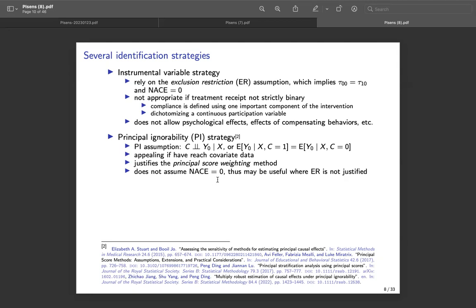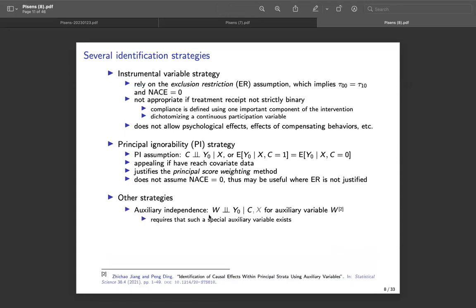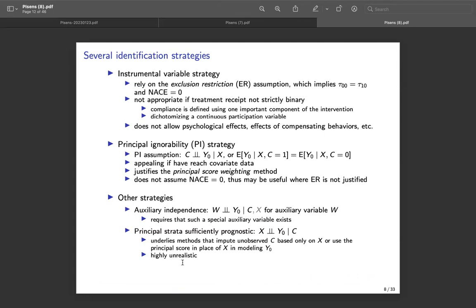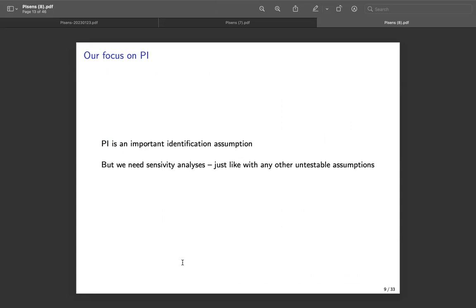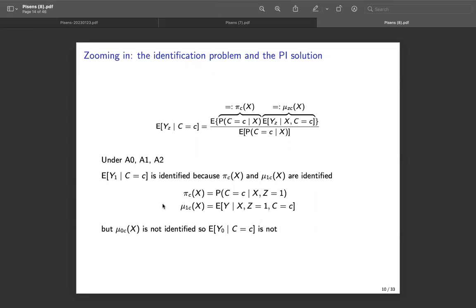It doesn't assume that the NACE is 0, so it may be useful where the exclusion restriction assumption is not justified. And there are a couple of other strategies that are quite stringent, or like this last one is even very unrealistic. So in this landscape, we believe that principal ignorability is an important identification assumption. That's why we are focused on it. But because it's an untestable assumption, sorry, I cannot speak today, we need sensitivity analysis, and that's the topic of this work.